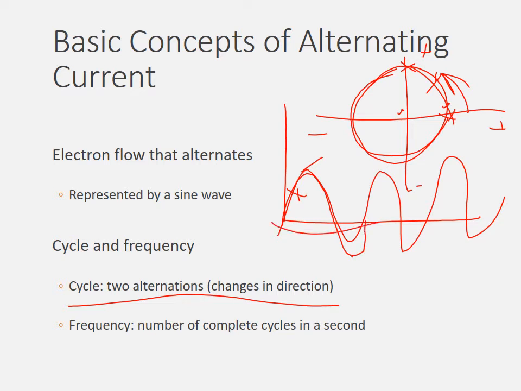So this here is a representation of a cycle of that wave. Frequency is the number of complete cycles in 1 second. So if this is a cycle, I'll show you in a bit better graph. If we start from 0 and go all the way to the top and back again to 0, that's a complete cycle.